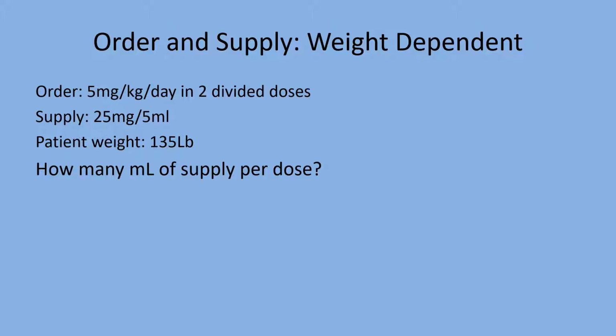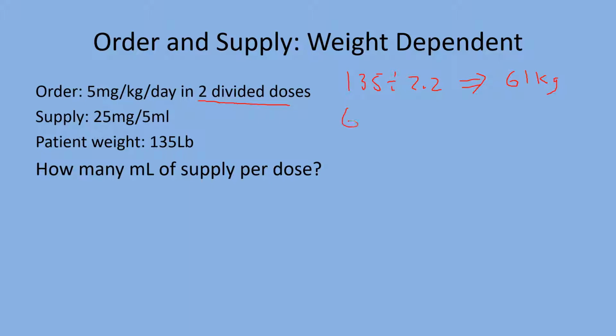All right, this time we're going to be in divided doses. So we started the same, 135 divided by 2.2. It's going to yield 65? 60? 61.3. Okay, we'll round off to 61. I like 61 better. 61 kilos.